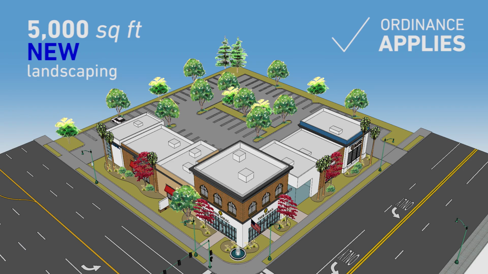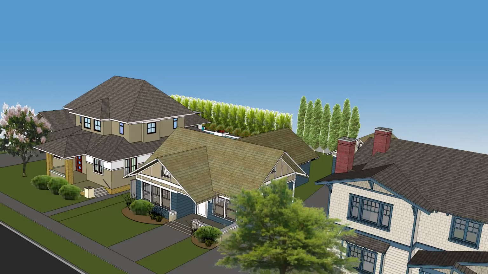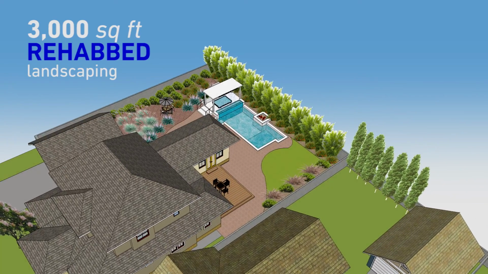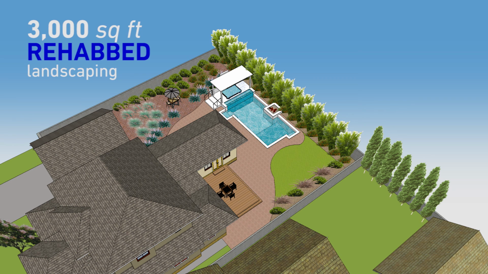Next, a single-family homeowner is doing a backyard remodel with a new pool and 3,000 square feet of rehabilitated landscape. Yes, because the overall project triggers a permit due to the pool, and it exceeds the 2,500 square foot threshold for rehabilitated landscapes. Note that the pool permit does not typically include landscaping, but the city views this as one project, so please plan ahead while you're designing your project.